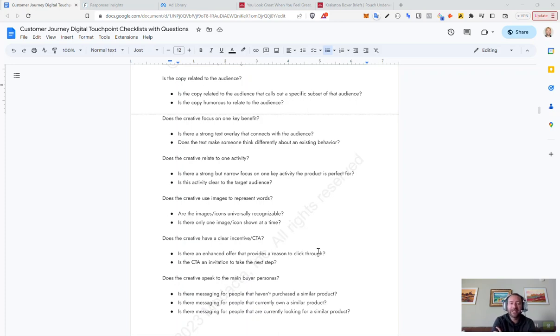Does the creative have a clear incentive or CTA? Is there an enhanced offer that provides a reason to click through? Is the CTA an invitation to take the next step? Okay, so there are two prongs on this one that I want to talk about. One is that most e-commerce sites have sales all the time, or on holidays, or whatever, right? There's just a constant cycle of emails in my inbox that are sale offer, sale offer, sale offer. Every company does it. It's 30% off, 40% off, 50% off. It doesn't matter. There's just always a sale.